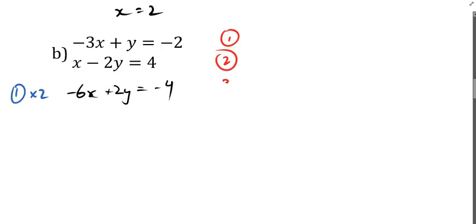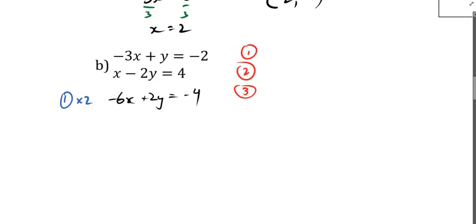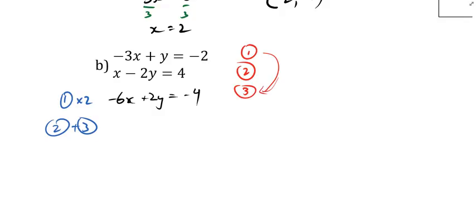Call this equation 3. And that came from 1. So I'm looking at 2 and 3 now, and they have opposite signs. So 2 plus 3.